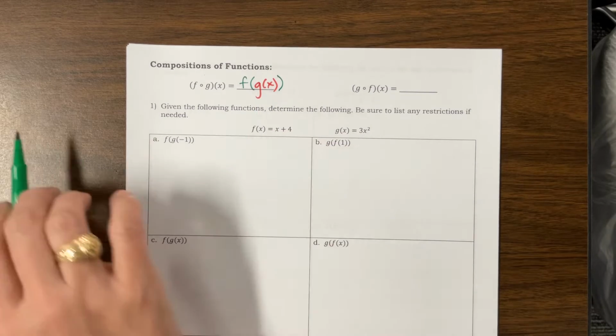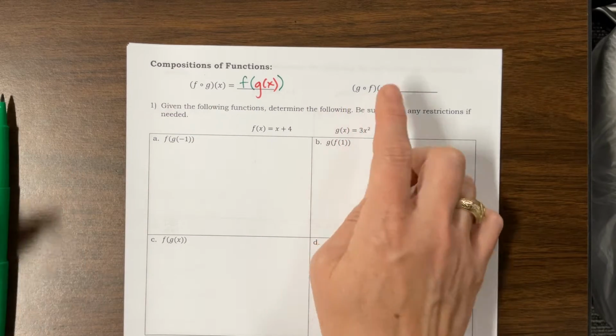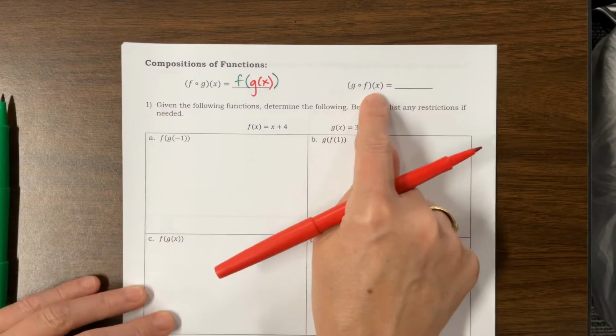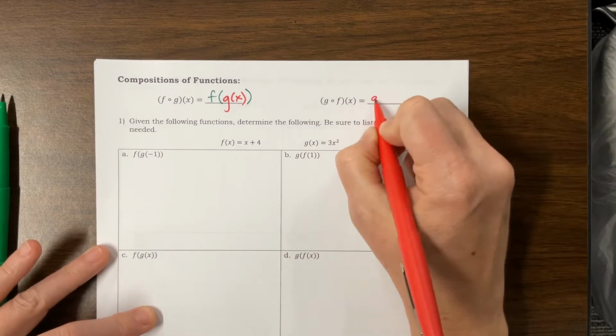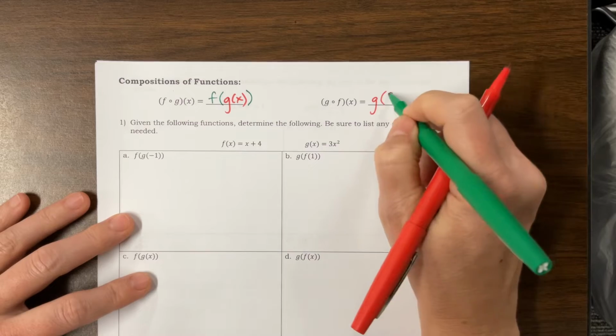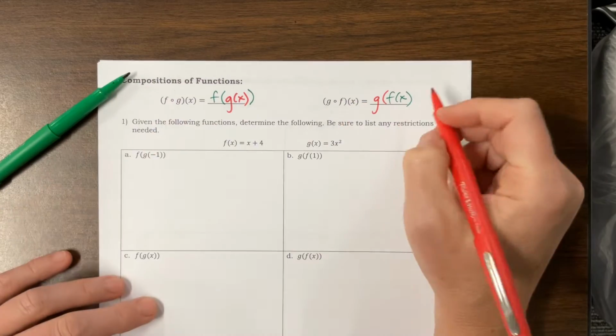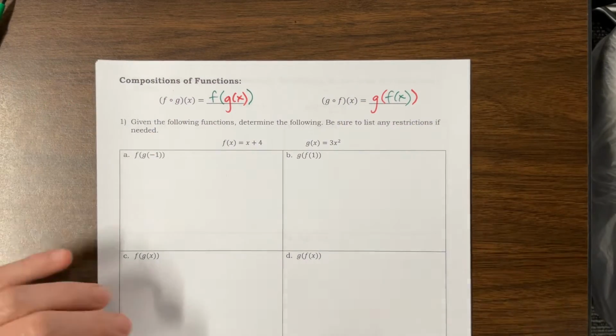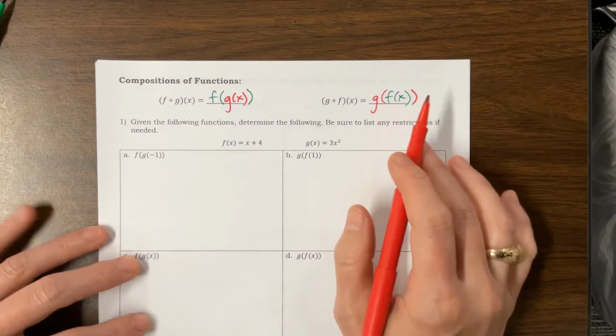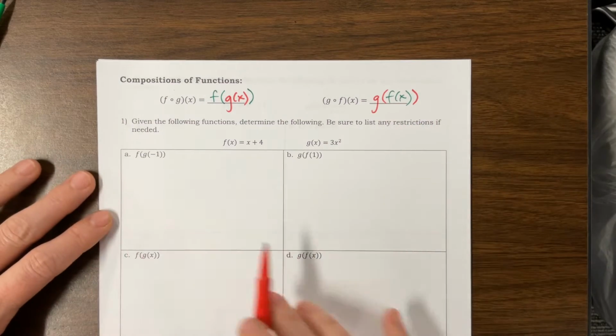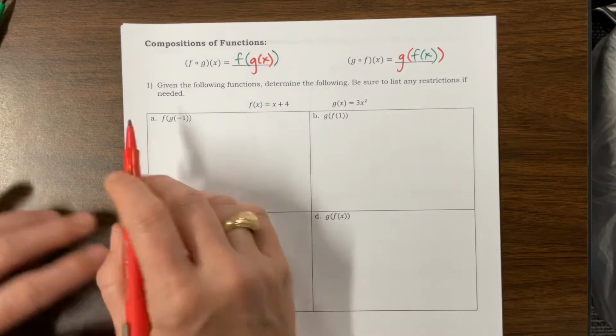This other one, when it looks like this, I would not even try to work with it. I would say, oh, this means g of f of x. I'm just having fun with color, I'm sorry. And I would write this out, and then I know what I'm doing. So let's look at these first couple here.